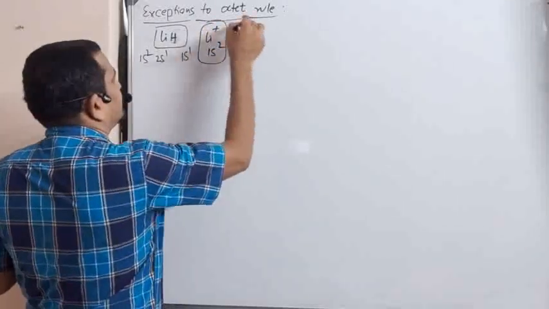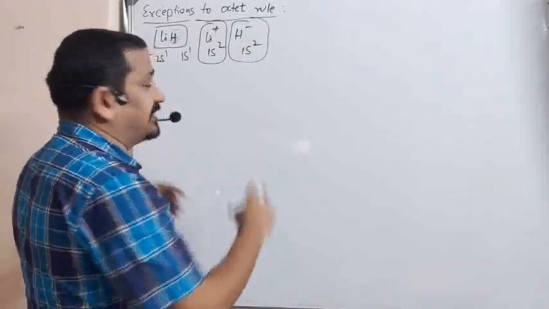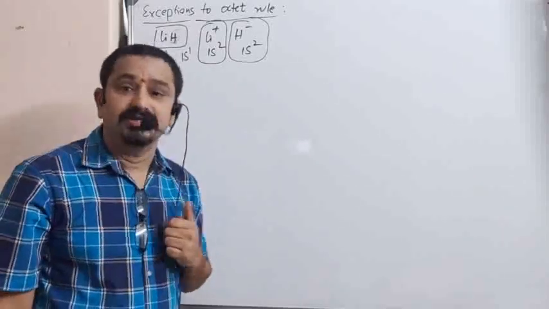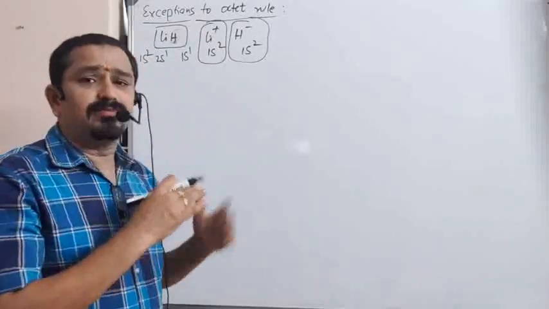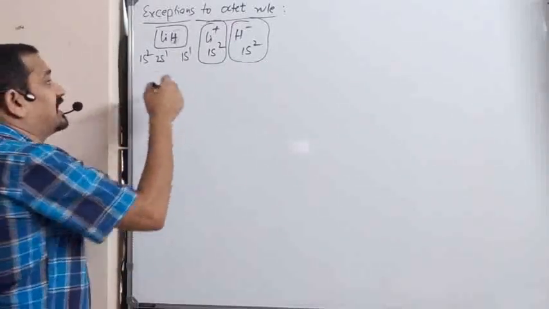Neither lithium nor hydrogen has attained an octet configuration, meaning they have fewer than 8 electrons. They have a duplet configuration. So these are exceptions to the octet rule. Suppose there are some expanded octets also.